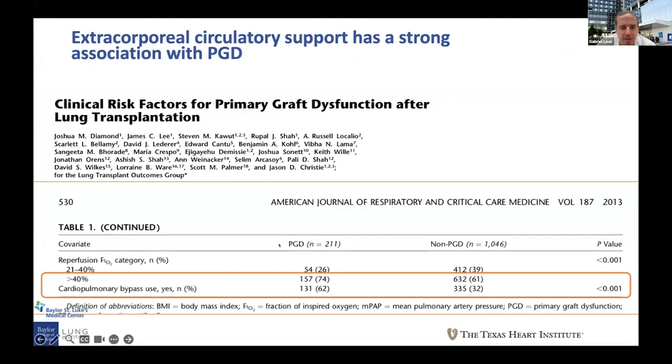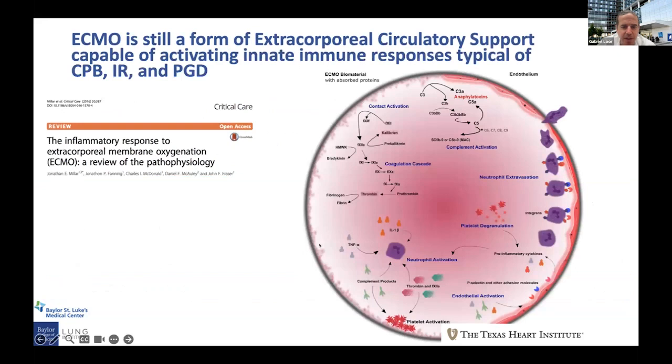The landmark article published by Diamond, the Lung Transplant Outcomes Group, in 2013, showed that cardiopulmonary bypass was actually the biggest risk factor for primary graft dysfunction. So this has led us to shift gears and move towards ECMO support whenever possible, understanding that there are certainly off-pump options as well.